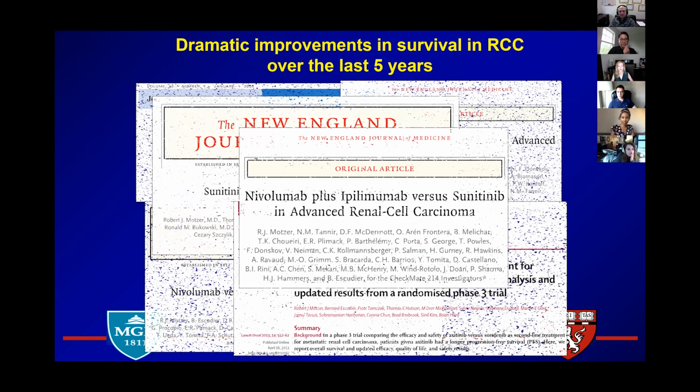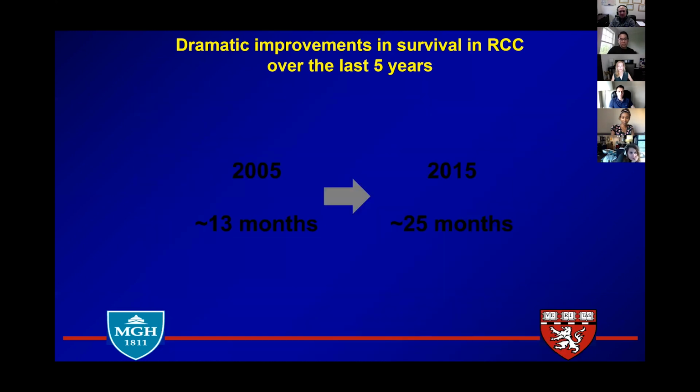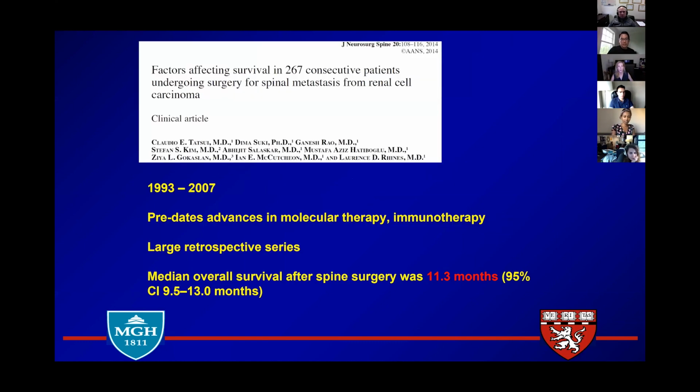You can see that over time, survival in 2005 was about 13 months for patients with metastatic renal cell carcinoma. In 2015 it is about 25 months, okay? Larry Rhines and his group at MD Anderson looked at this previously, published in JNS Spine. It's the largest cohort of renal cell metastases, and they showed that their survival after spine surgery was 11 months, okay? But this predated immunotherapy and molecular therapy, okay? Large retrospective series, MD Anderson, okay? A lot of really experienced neurosurgeons on this, Larry and Azia on this paper.